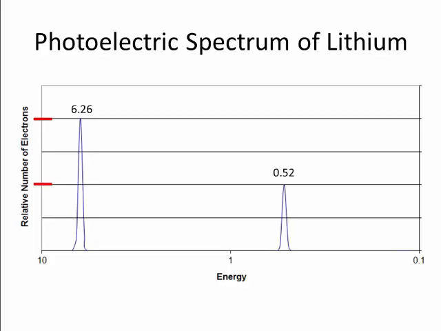Knowing this, we're seeing that lithium has twice as many electrons with an energy of 6.26 megajoules per mole as electrons with energy 0.52 megajoule per mole. Which electrons in an atom are most tightly bound? The ones in the first shell. They're the closest to the nucleus, so they're the most tightly bound. The higher energy peak, the one on the left, represents these first shell electrons.